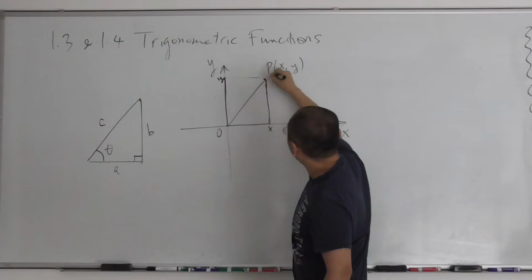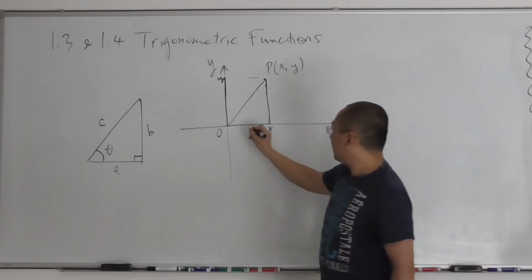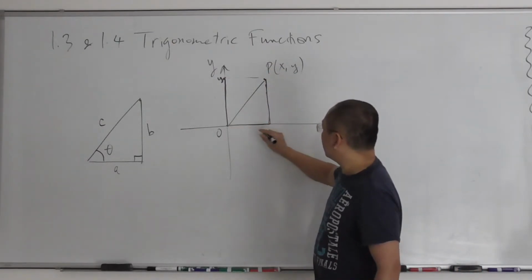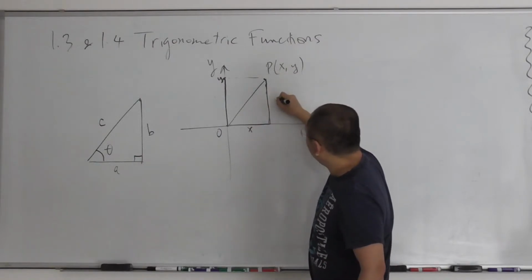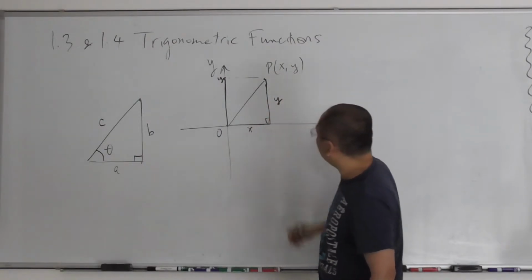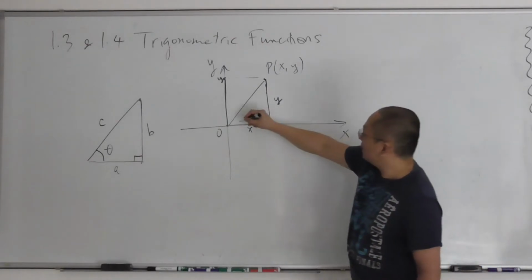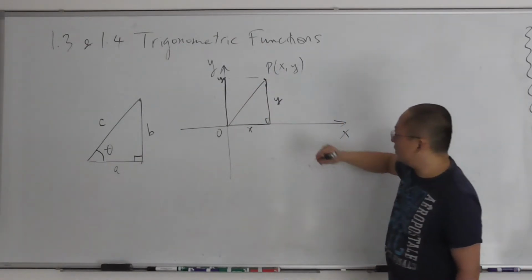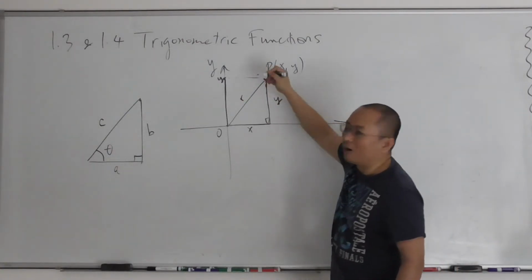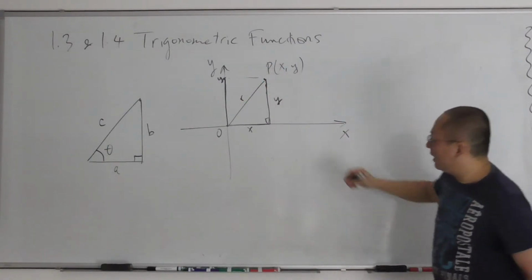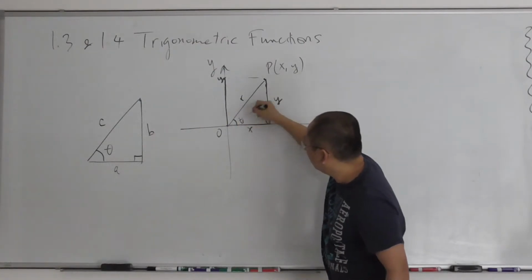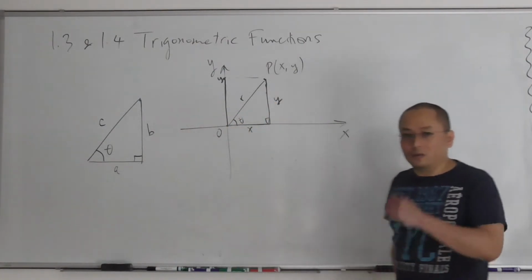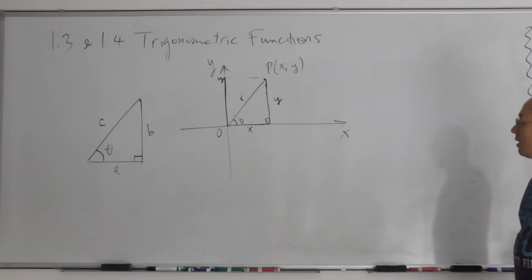If I draw a right triangle, how long is that length right here? x. The length right here is y. Of course, this angle is 90 degrees. That line right here is going to be the hypotenuse, and people denote it by r. R means radius. Let's call this angle theta, very similar to the right triangle that we had before.